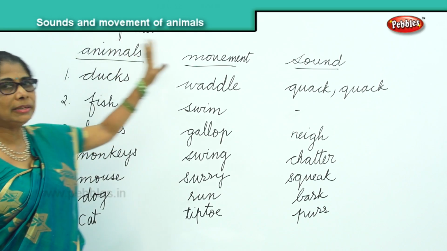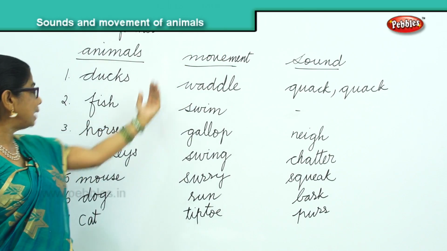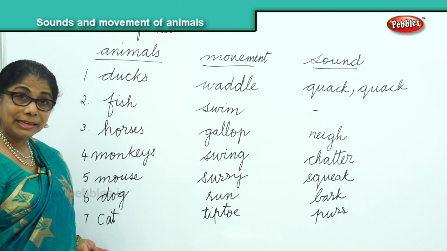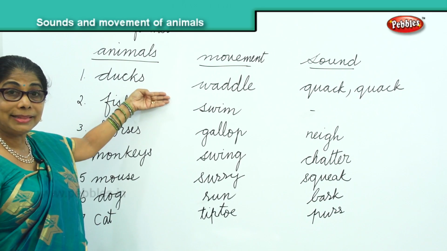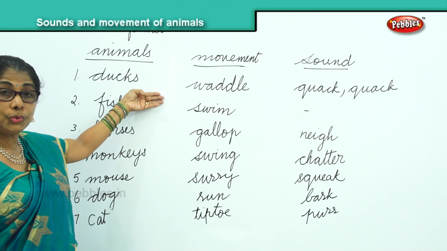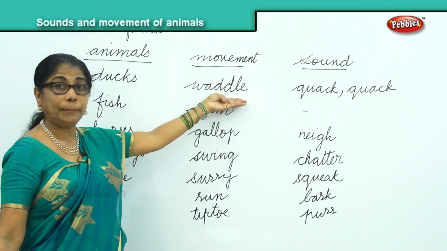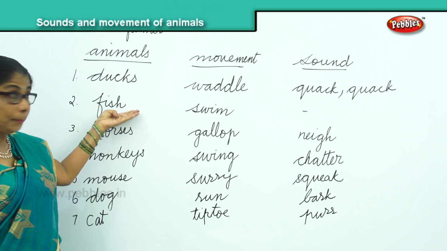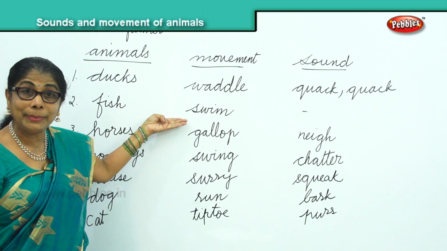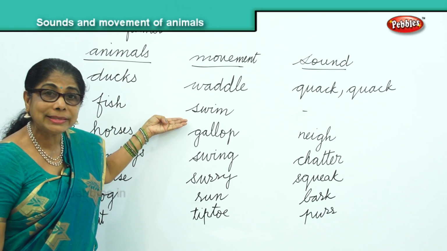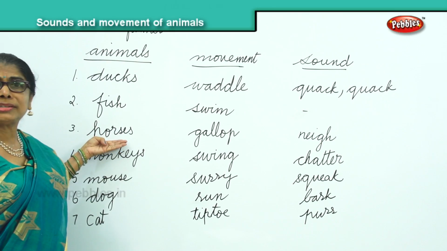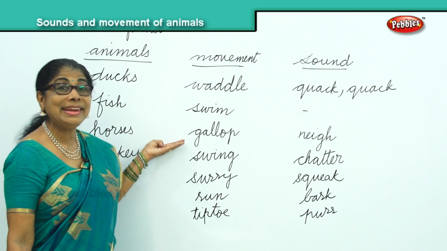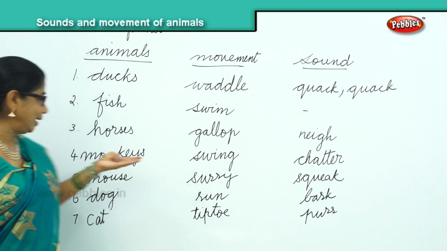Now, in Peter's farm, there are 7 animals that he keeps. First, he has ducks in the pond. What do the ducks do? They waddle about in the pond saying quack, quack, quack, quack. He has fishes in the pond. They swim about happily without noise. He's got horses at his stable. They gallop about and say neigh, neigh when they are hungry.